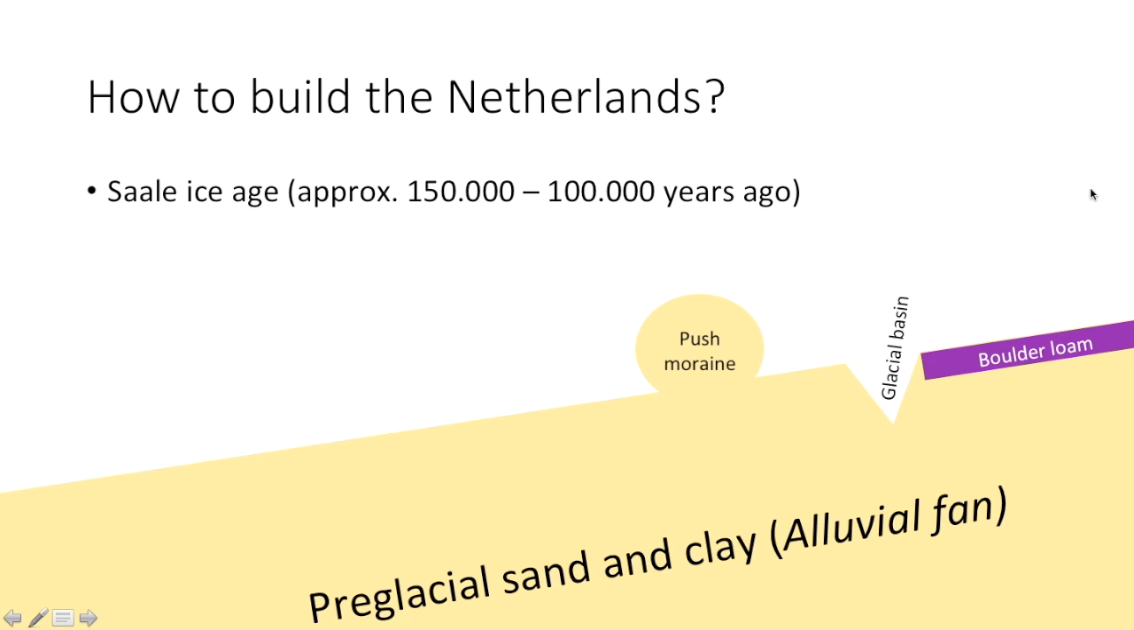Okay, so the glacier comes down, the land ice sheet comes down, and it pushes up a hill called the push moraine. It digs out a basin called the glacial basin, and it squashes together what was already there, combined with what it brought itself, to form boulder loam. So three things are formed by land ice in the Netherlands.